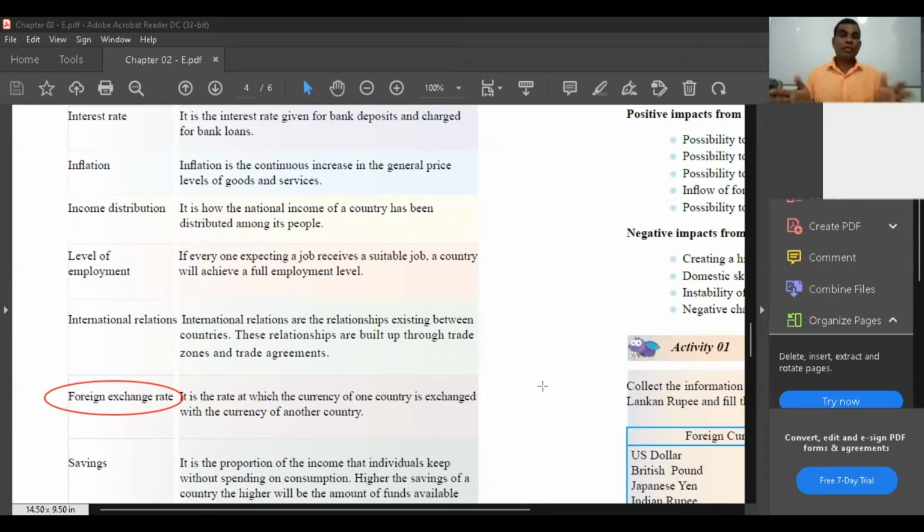Nowadays it is not favorable, because the foreign exchange rate is rapidly increasing. We have to pay more rupees to purchase some dollars. The value of the dollar increases day by day. The external value of the rupee decreases day by day. We call this depreciation of the value of the rupee in presence of the American dollar. The American dollar is appreciating, the Sri Lankan rupee is depreciating.